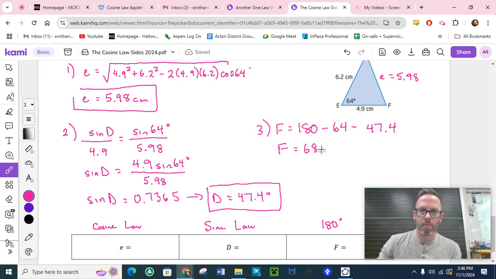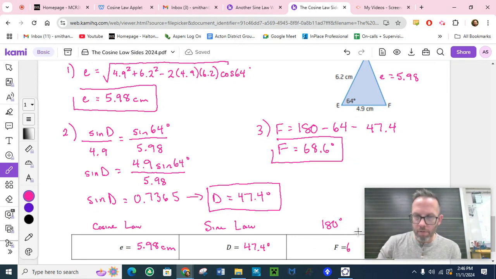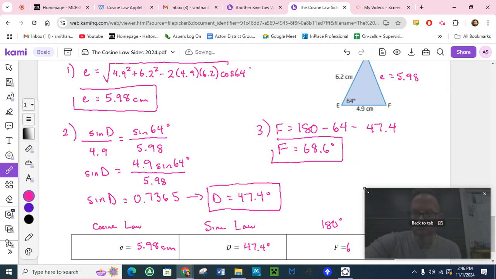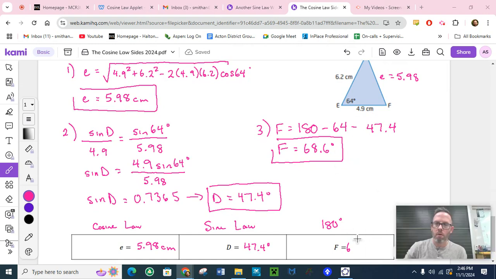68.6. Okay, I'll be right there. 68.6. All right, so it's the cosine law, finding sides. You guys just need to, yeah, Kennedy?